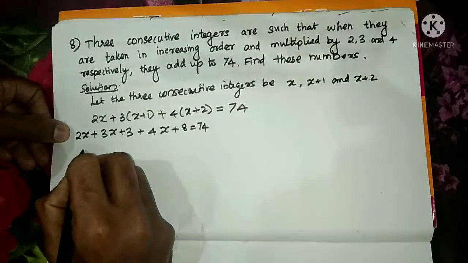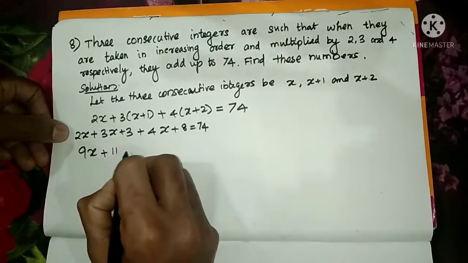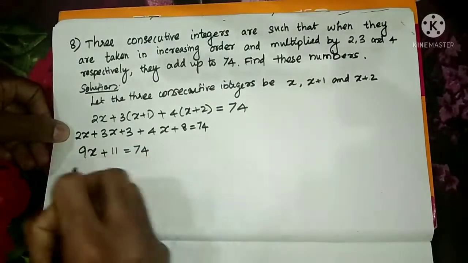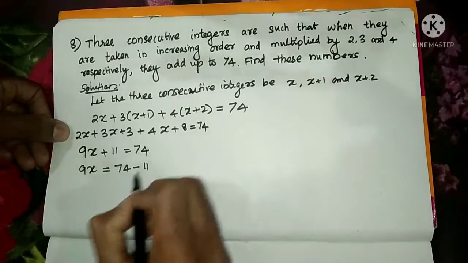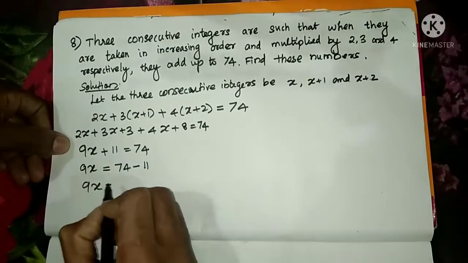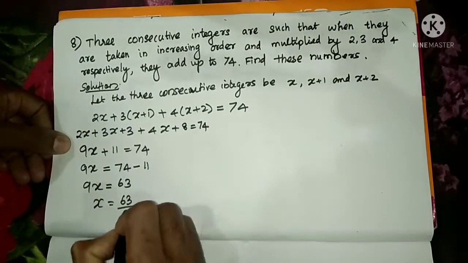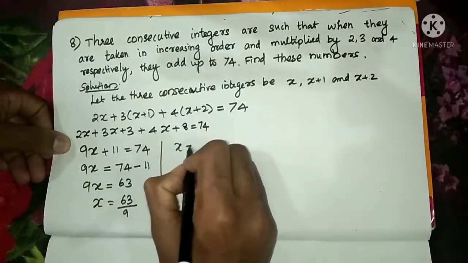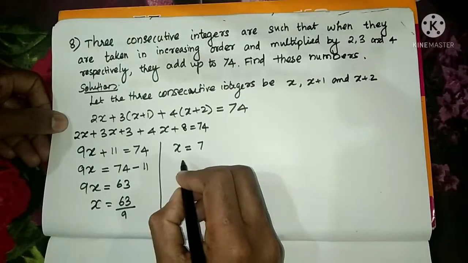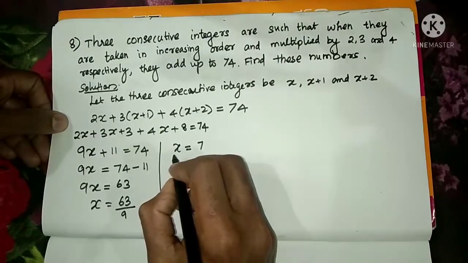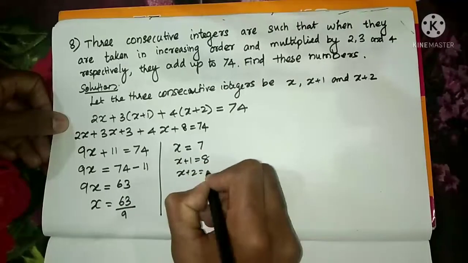Now we can add the numbers. We get 9x plus, when we add these two, 11 is equal to 74. We can transpose 11 to the right side, so it becomes negative 11. So 9x is equal to, when we subtract, 63. x is equal to 63 divided by 9. Therefore x is equal to 7. So x plus 1 is equal to 8, x plus 2 is equal to 9.